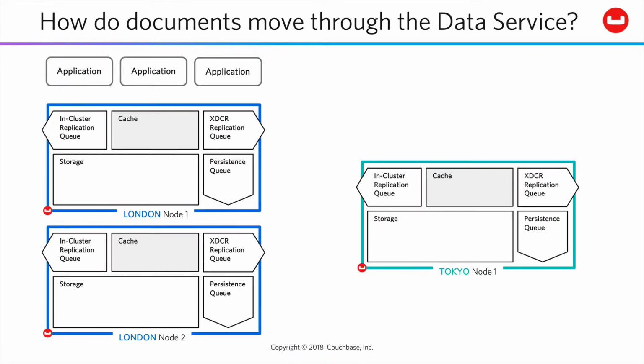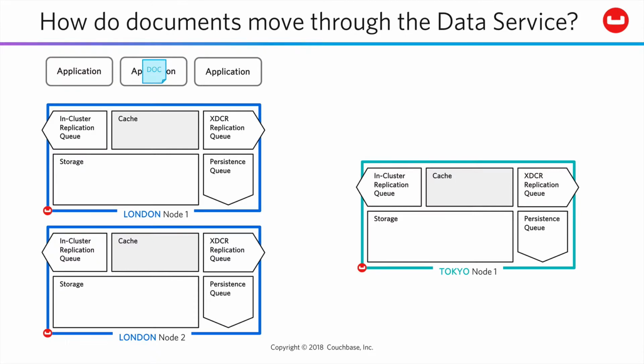Now let's take a look at how documents flow throughout your clusters. For simplicity, we'll visualize a 2-node cluster in London and a 1-node cluster in Tokyo, though you'd likely have far more nodes than this. In production, we recommend a minimum of 3 nodes per cluster.